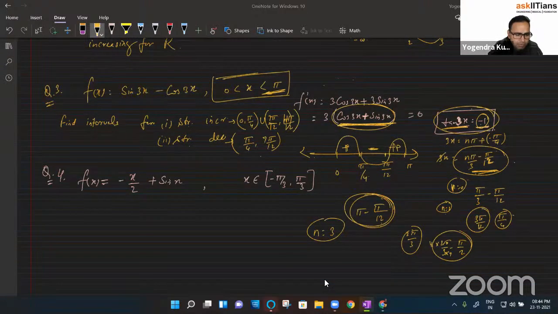Yes, Prithvi, right? I'm getting that also. Then the options are given wrong. They are saying strictly decreasing for this. Then there is some mistake in the question. Exactly. Pi by 12, and 11 pi by 12 also we are getting.